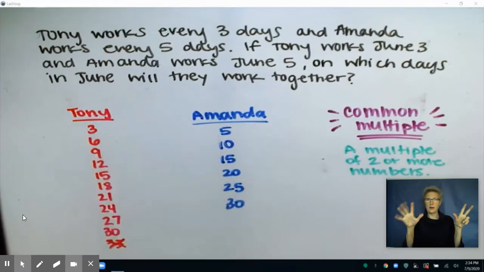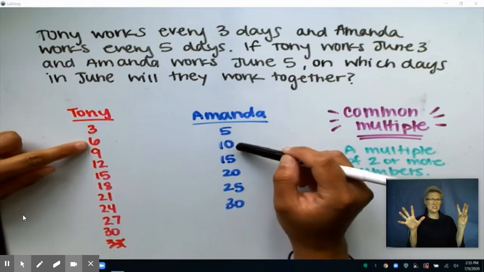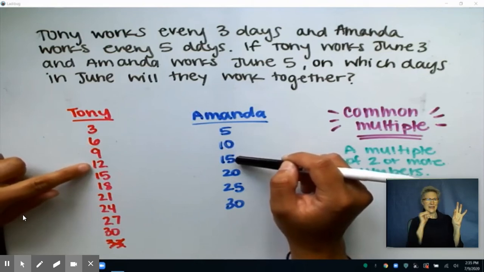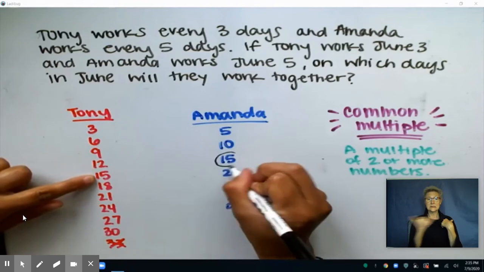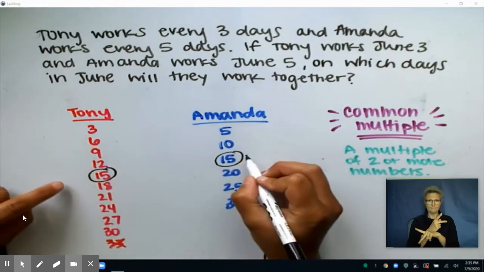So I'm going to look at my list and I see we don't have 3 or 5 in common. We don't have 6 or 10 in common. We don't have 9. We don't have 12, but we do have 15. That's a number that both 3 and 5 share as a multiple. So this is a common multiple.